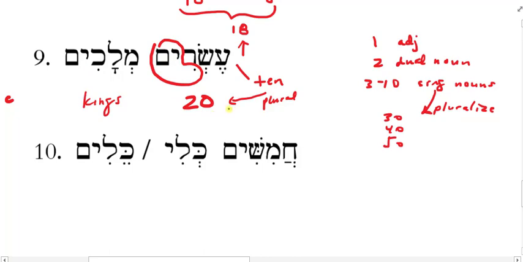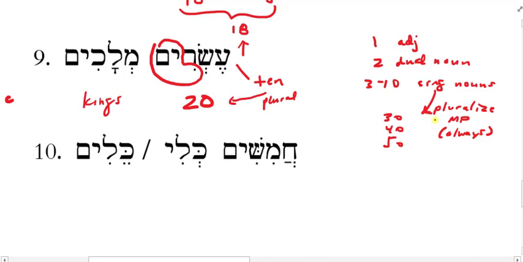Now, here is something really important to know about these multiples of 10. When you pluralize them, what gender is the plural number? It's masculine, right? You see the ending is im here. I don't ever use the feminine plural. I don't care if the noun that you're numbering is feminine. Doesn't matter. You always use the masculine plural form. Always, always, always, no matter what the gender of the noun is.